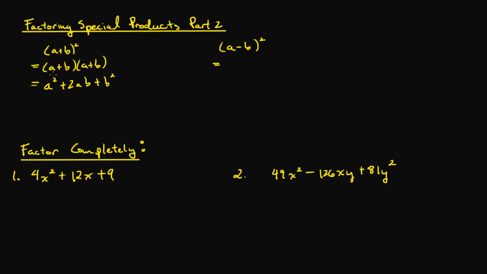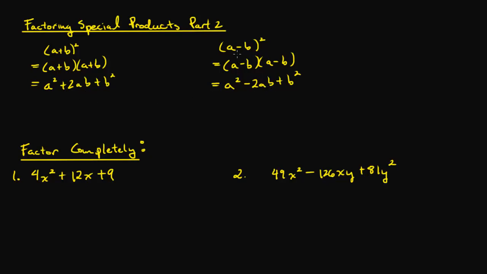A mistake that a lot of students make is that when they expand this, they only get two terms. They think that they just square a and square b, which is not the case. We're actually multiplying a minus b times a minus b. And again, when we expand that, we get a squared minus 2ab plus b squared. So when you have a minus b squared, the middle term is going to be opposite in sign.